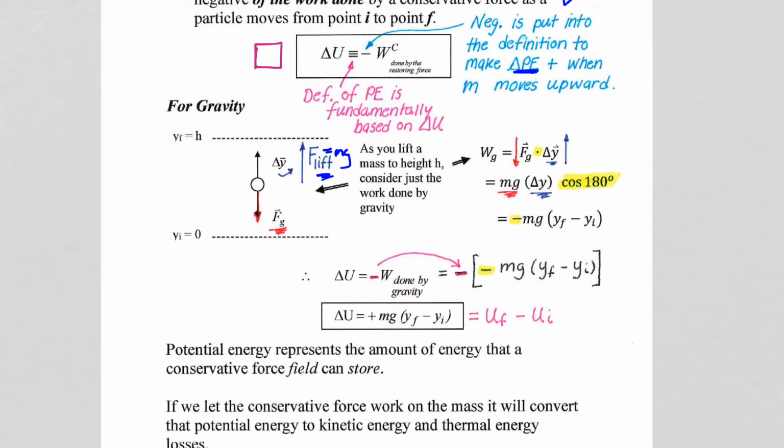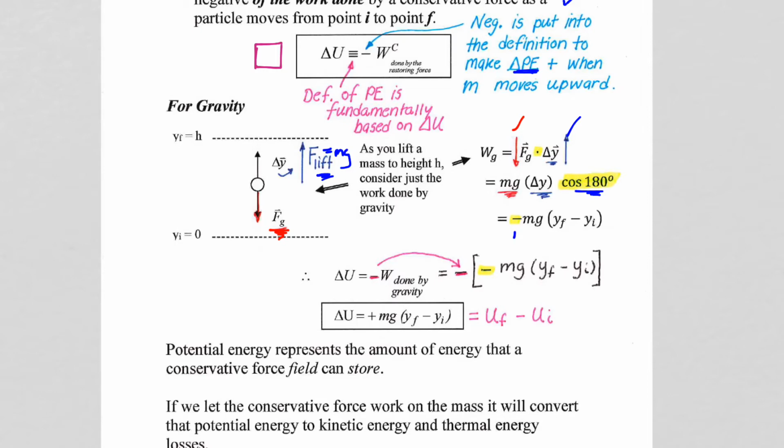Well, gravity doesn't shut off when we lift the object. And when we calculate the change in potential energy due to gravity, we don't focus on our force lift. We focus on what gravity is doing as we lift. And gravity is pulling down. We are lifting up, so the work done by gravity is going to be F dot delta y. The cosine of 180 is there because delta y is in the opposite direction to our force due to gravity. So we get negative mg delta y, y final minus y initial.